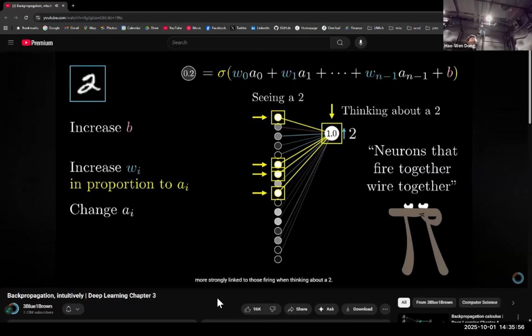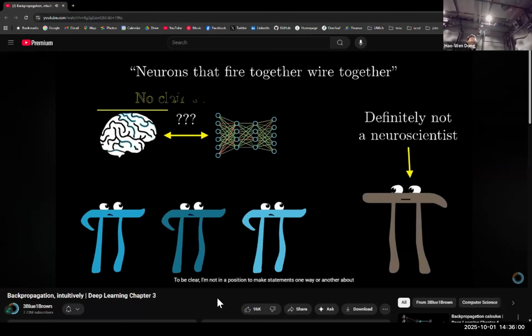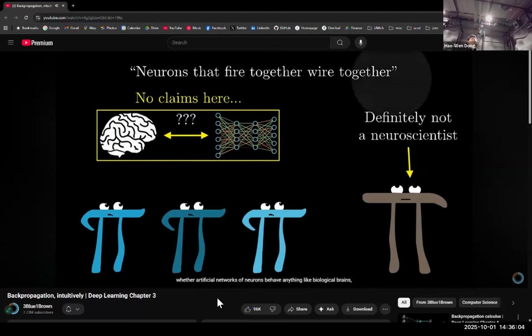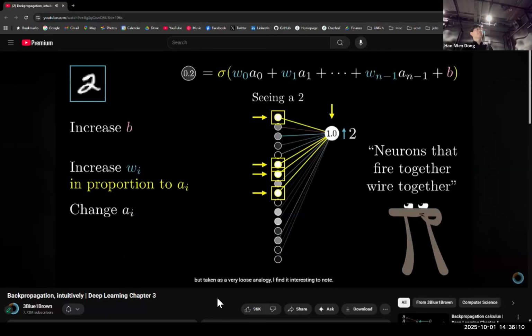To be clear, I really am not in a position to make statements one way or another about whether artificial networks of neurons behave anything like biological brains, and this fires together wire together idea comes with a couple meaningful asterisks. But, taken as a very loose analogy, I do find it interesting to note.